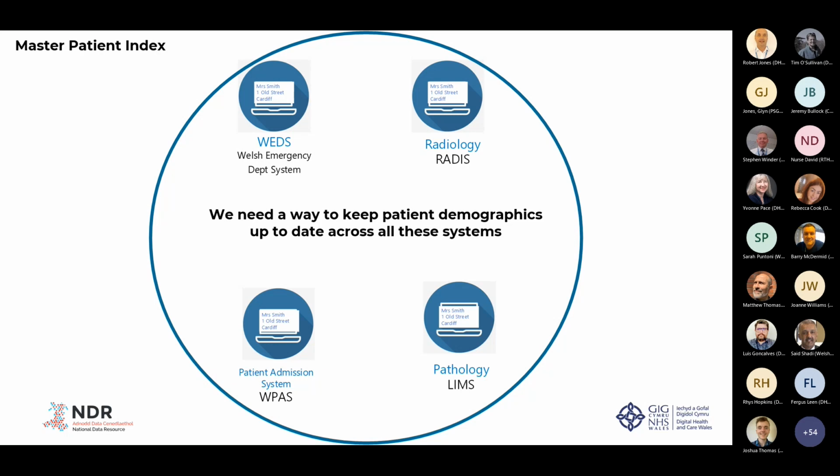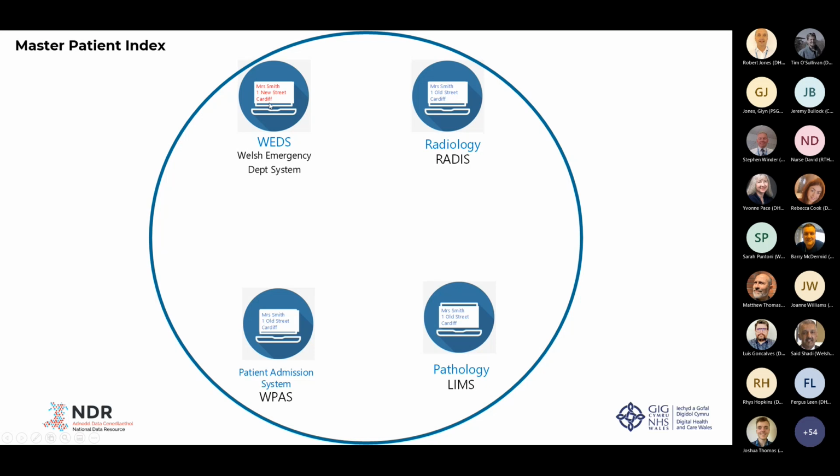Because they are PASs in their own right, and Mrs. Smith here in Old Street appears in all those different systems, we need to make sure that if Mrs. Smith changes her address, all those systems get updated with that change of address and it's done effectively. So let's say, for example, that Mrs. Smith here moves from Old Street to New Street. She's rocked up to the emergency department with a broken arm, and she said, "I've changed my address." At this point, when that system is updated in WEDS, the other systems will have out-of-date information about her address.